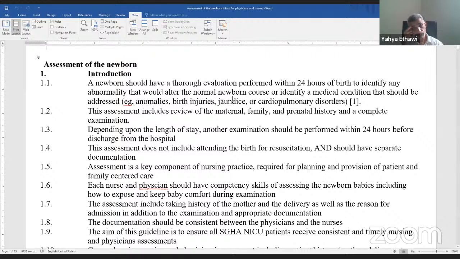As you know, the guidelines contain an introduction, which tells you the importance of examining a baby, even a well baby, within 24 hours of life. And the purpose of the examination will be first to assess and identify any abnormalities.